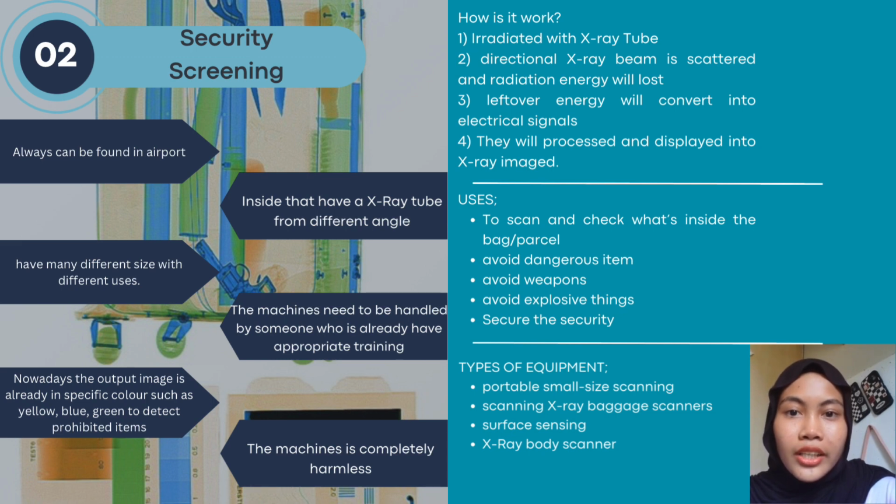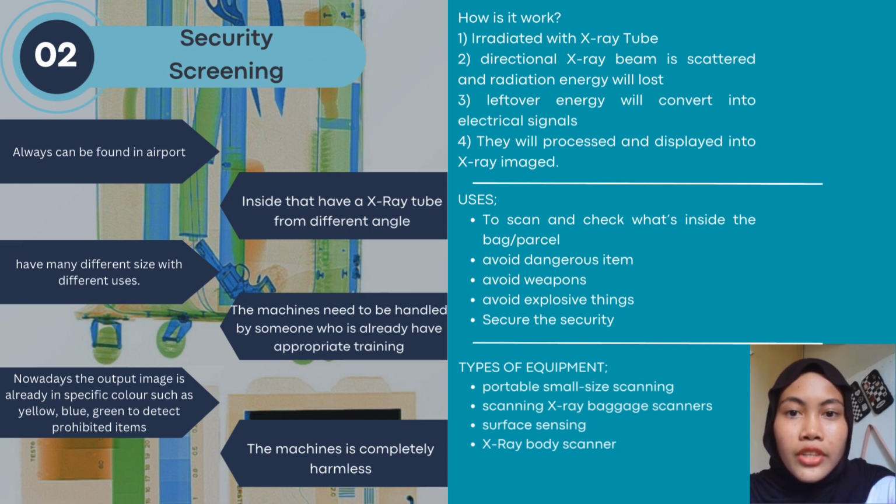First, the things will be irradiated with an X-ray tube, then the directional X-ray beam is scattered and radiation energy will be lost. The leftover energy will convert into electrical signals. Lastly, they will be processed and displayed as an X-ray image.